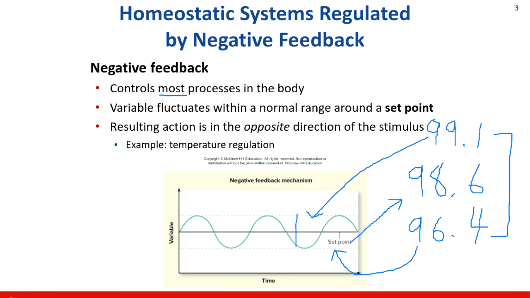Same thing with blood pressure. Normal blood pressure, or what we consider to be normal, is 120/80. The high is anything you want to keep below 140/90. If you have anything at 140/90, you're considered to have high blood pressure, hypertension.